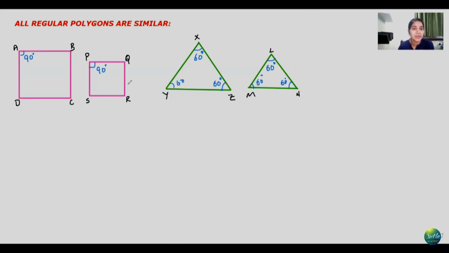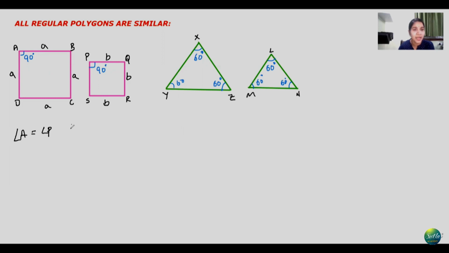We can see here some regular polygons. Examples of regular polygons are the square and the equilateral triangle. In a square, all the angles are 90 degrees. Say we take the sides of one square as A units, and the other square has B units. Now, if we consider the corresponding angles, angle A and angle P, clearly both are 90 degrees, so they are equal.